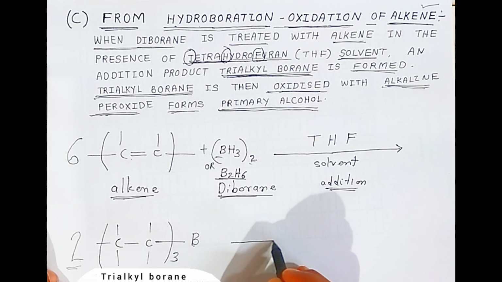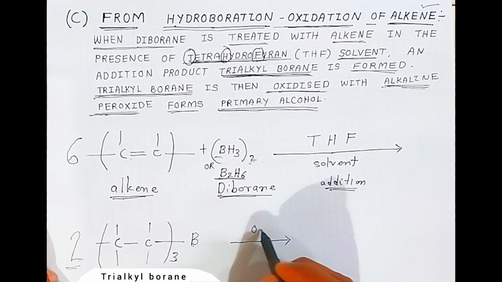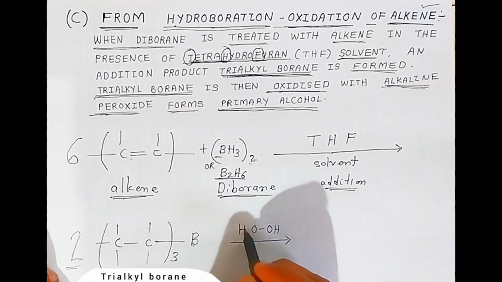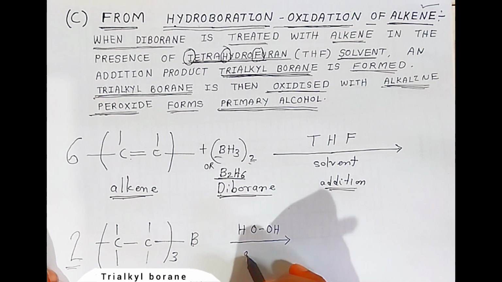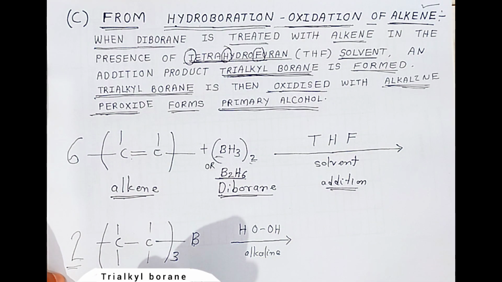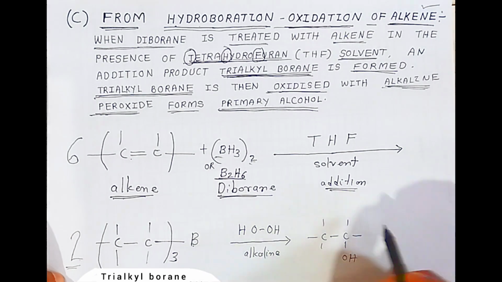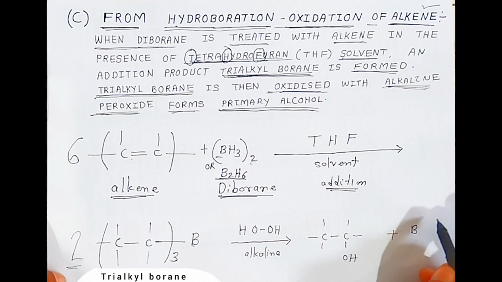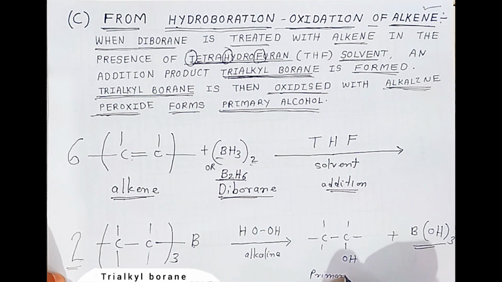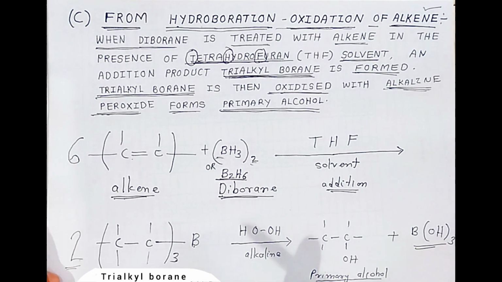now it will react with alkaline peroxide. This oxygen, students, is peroxide. This is alkaline. One of the OH will react and it will form the alcohol like this. And there is a formation of boron trihydroxide. So this way, students, you can prepare primary alcohols. Only primary alcohol you can prepare with the help of this reaction, students.